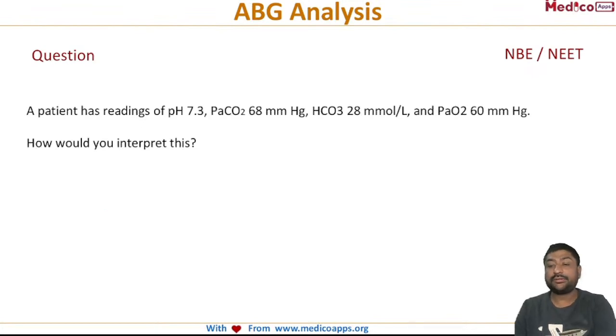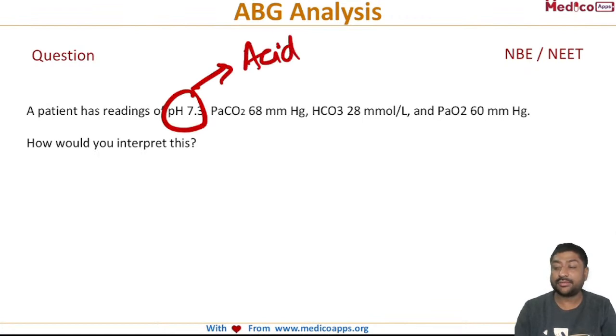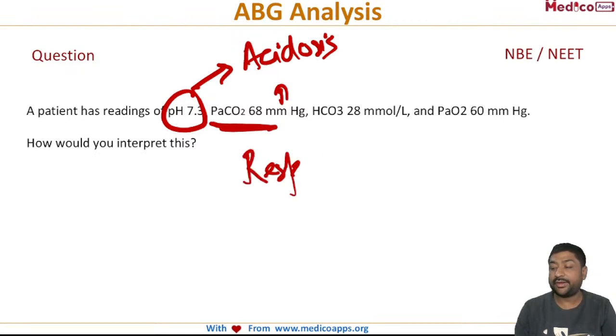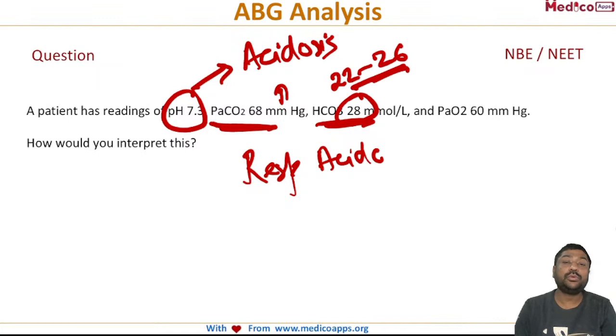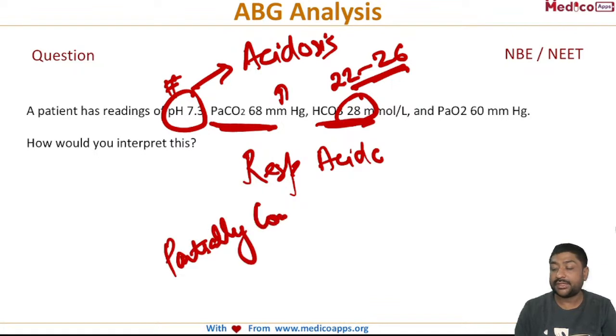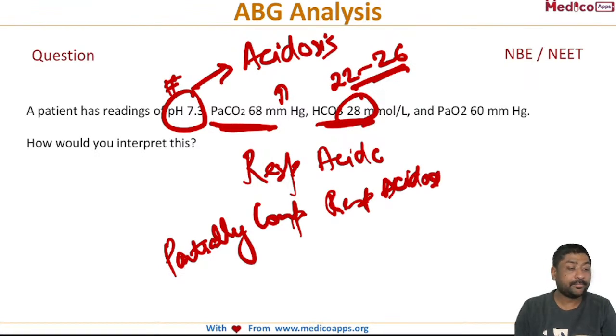Now let's look at this question. Again, try and answer this. 7.3, so it is acidosis. Immediately look at PCO2, it is increased, so respiratory acidosis. Look at the bicarbonate level. Normal is 22 to 26, so bicarbonate has increased by 2, so obviously compensation has started, but not completely, because pH still is not normalized. So partially compensated respiratory acidosis. Any doubt? Within 10 seconds we are able to solve any.